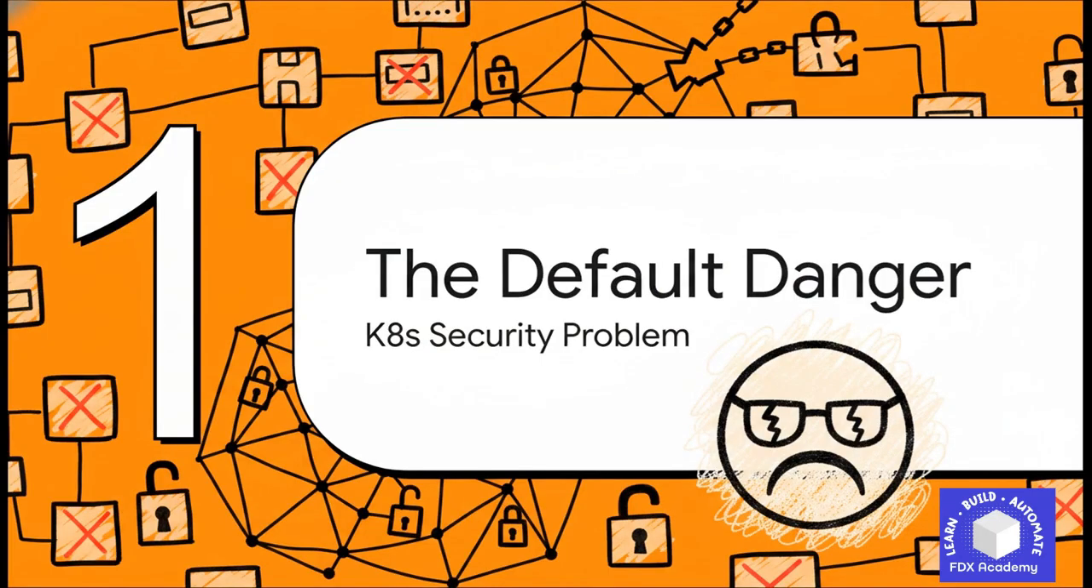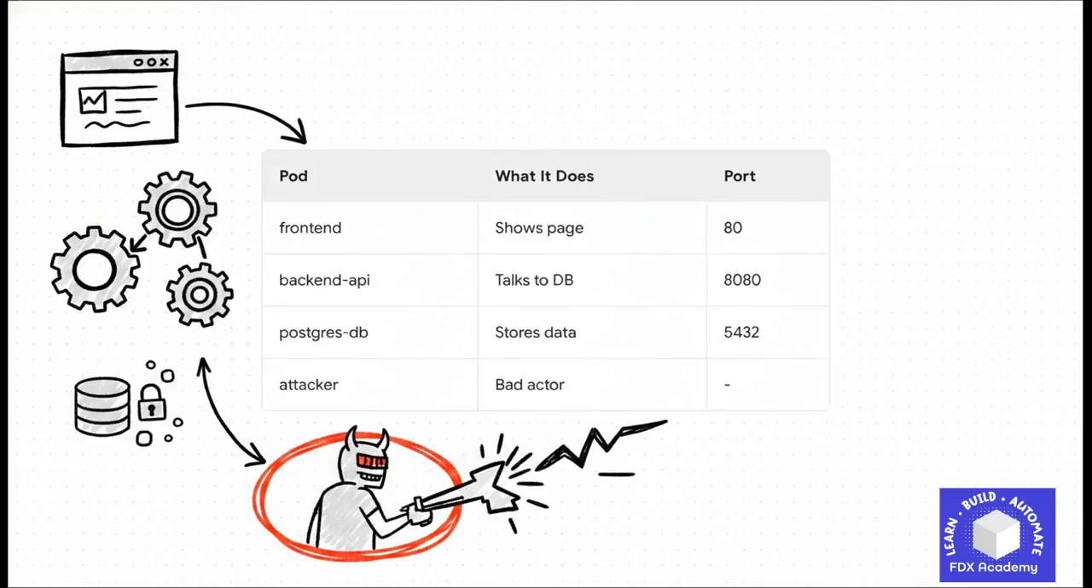All right, part 1, the default Kubernetes danger. Imagine a standard online shop architecture split into 3 tiers. You've got a front-end pod running on port 80 that shows the actual web page to your users. Behind that sits your backend API on port 8080. That's what processes requests and talks to the data layer. And finally, you have your Postgres database on port 5432, which stores all your highly sensitive data. Orders, users, products, the whole shebang.